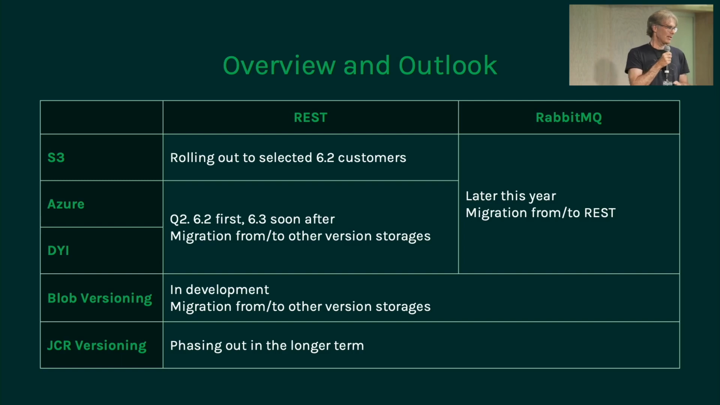And a word about JCR versioning. So the far horizon would be that we would like to phase out JCR versioning. That's in line with the whole strategy of decoupling ourselves from that single content store and using more dedicated storage backends for whatever we need that suits their actual needs.